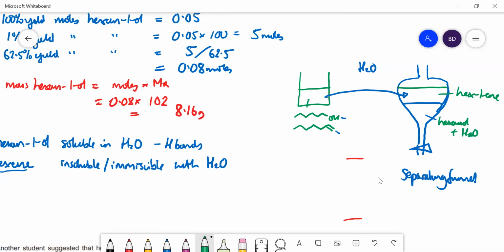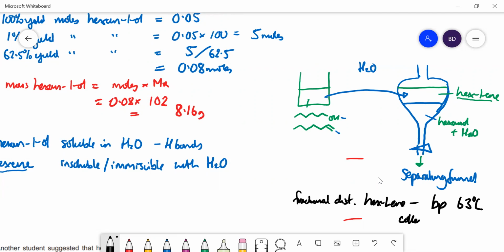Okay, and you give it a good shake to make sure all the hexanol is dissolved in the water, and then you drain away and throw away the hexanol layer, and you keep your hexene layer. And then finally, you do fractional distillation of the hex-1-ene. Its boiling point was 63 degrees C, so you should collect the fraction at 63 degrees C. So use a separating funnel, shake it with water, and then distill.